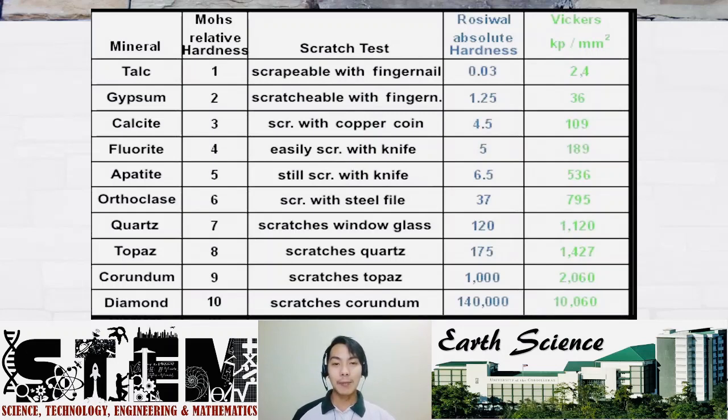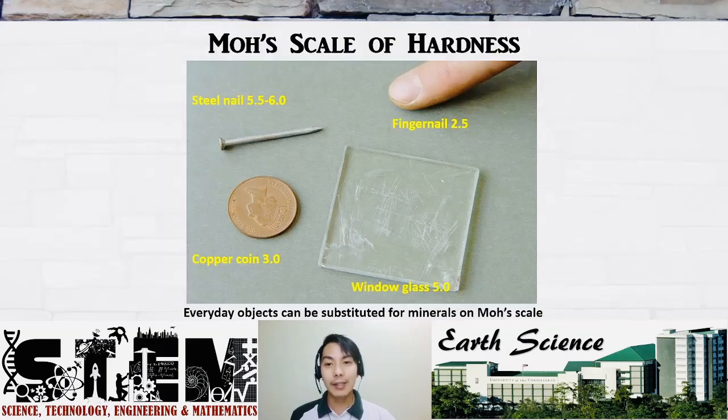But then, of course, in the fourth column you have the Rosiwal absolute hardness, which is now a more quantitative way of determining the hardness of a mineral. These are some of the materials that we use in identifying the hardness of a mineral. As long as we have these basic kits, we can already perform the Mohs hardness scale. Just by using our fingernail, a steel nail, a copper coin, or a window glass, we can already determine the hardness of a mineral.